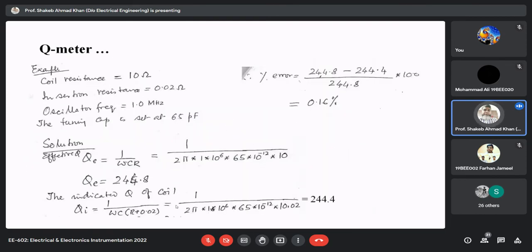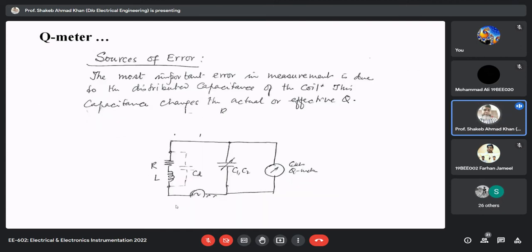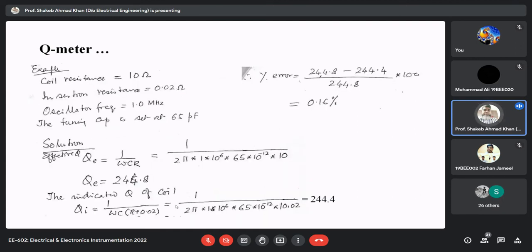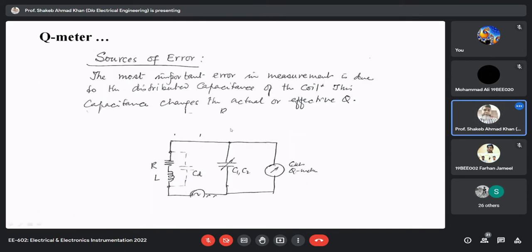Now another potential cause of error, which is not possible to compensate within the system, so we are required to calculate it. It is called the distribution capacitance. When we connect the test coil across the test terminals, these two terminals will sit at different potentials, so a distribution capacitance exists between these two terminals of the test coil, and obviously it is going to affect your result.